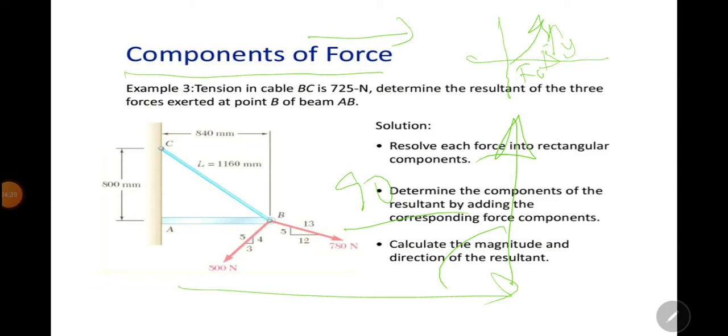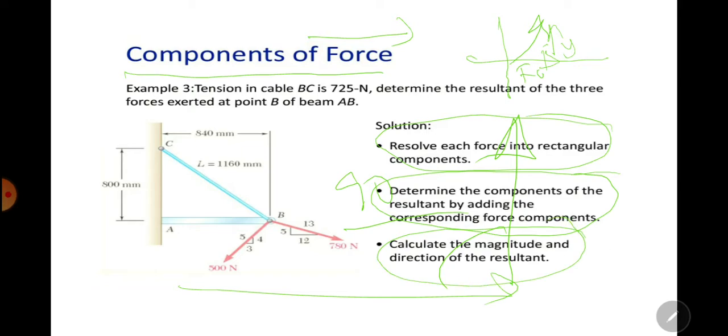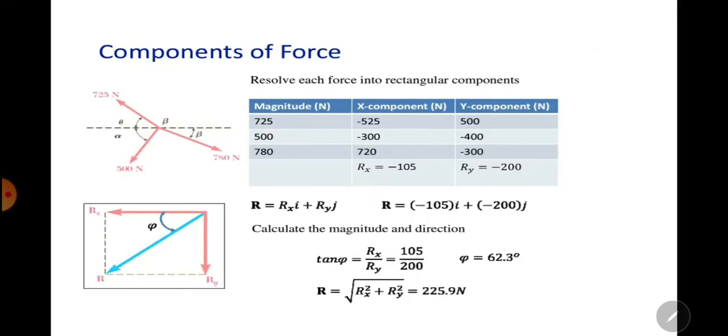Now components of forces. Resolve each force into rectangular components. Determine the components of the resultant by adding the corresponding force components. Calculate the magnitude and direction of the resultant. So I will explain further the components of forces.